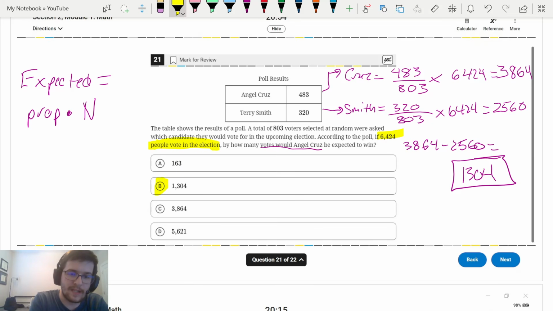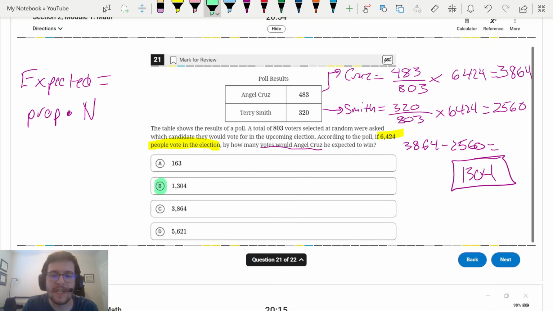So as long as the sample is selected at random from the population, you can generalize the survey results, or the poll results in this case, to the population. And when you generalize it to the population, it's proportional. So you could have set up a proportion and then cross multiplied. You could do that if you want. I just think it's easier to do proportion times n, because that's what they're asking you all the time, right? What's the expected amount.